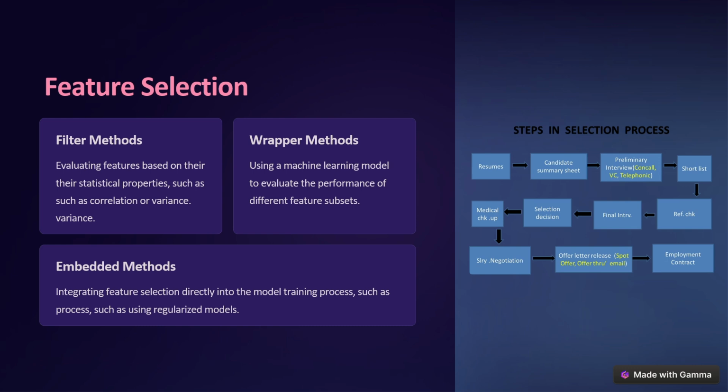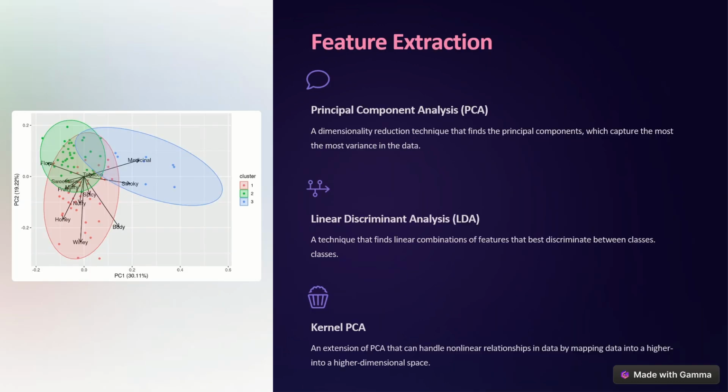Next is feature extraction. Sorry, my pronunciation of extraction is bad, so forgive me for that. We also have three methods: PCA, LDA, and kernel PCA. PCA full form is principal component analysis. This reduces the number of features while keeping the most important information. It is like packing only the essentials for your trip.